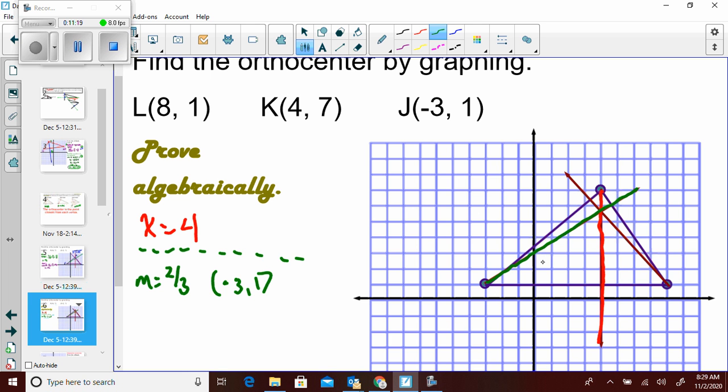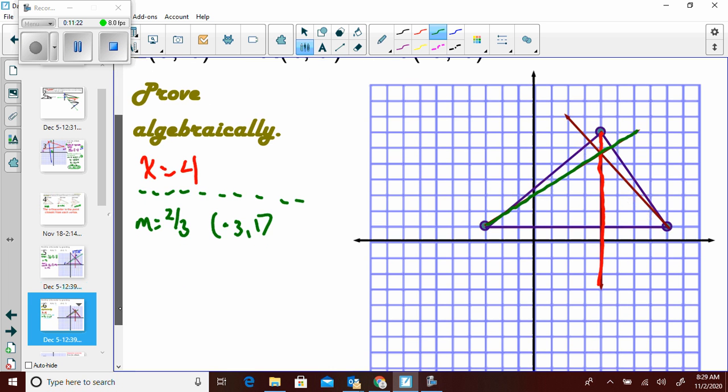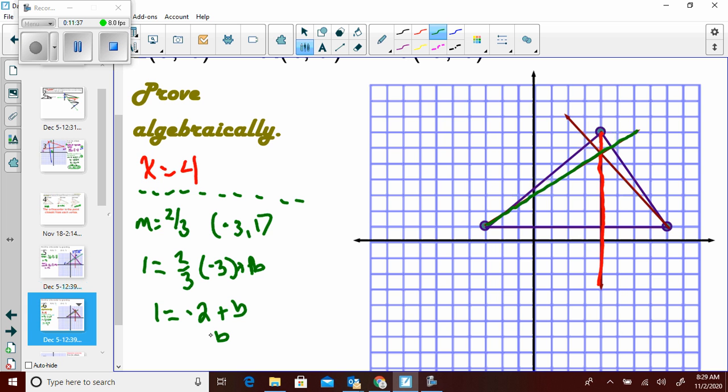Now, you can already see what the y-intercept is going to be, but let's just go through the process anyway. Okay? 1 equals 2/3 times -3 plus b, 1 equals -2 plus b, b equals 3. So my equation is y equals 2/3 x plus 3. And there's my plus 3. Now, you could stop right here, just use these two. You only need 2 equations. We can go and find the equation of this third one, but it's unnecessary. We already drew the graph and see the intersection.